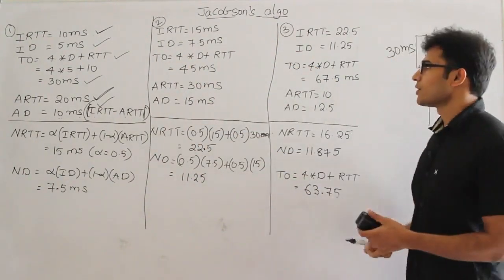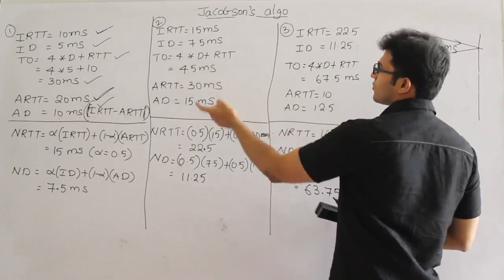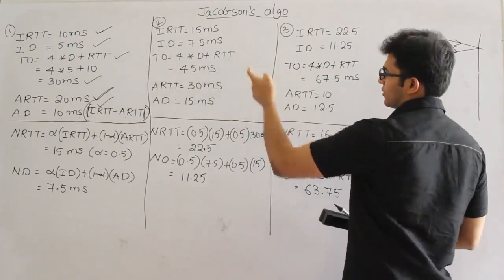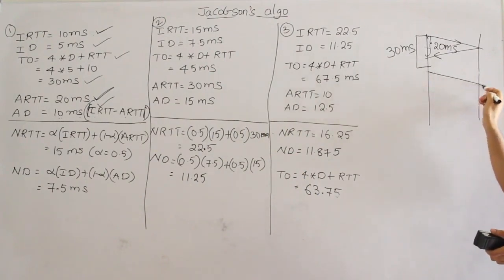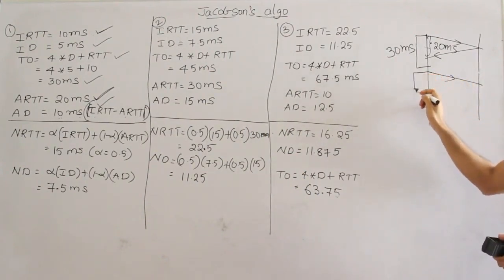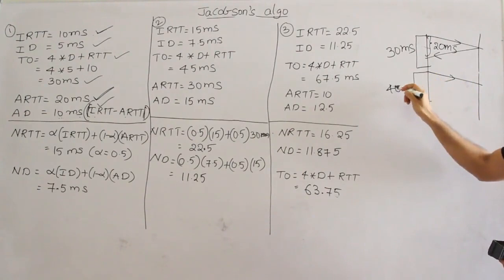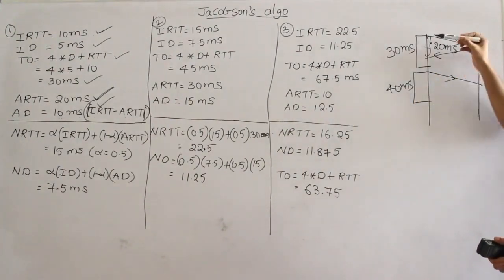So what is the formula? Timeout is 4 into deviation plus round trip time. Therefore I got it to be 45. What does that mean? When you are sending the second segment, you are going to set the timeout to be 40 milliseconds now, right? So just observe this.